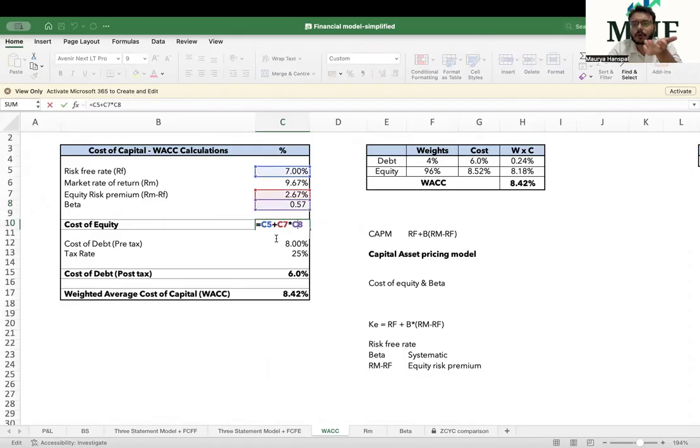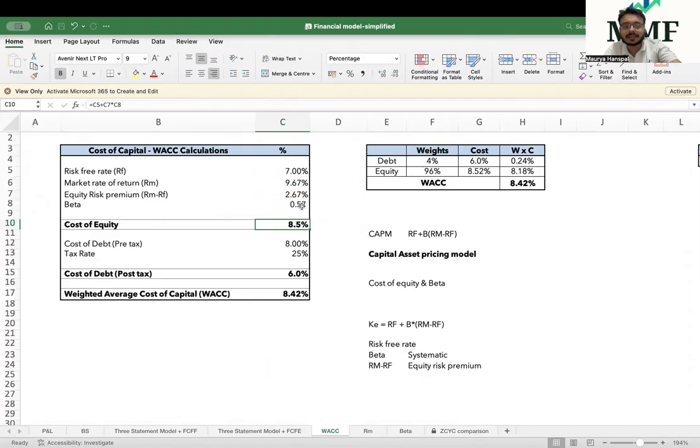And here I simply use the formula: the risk-free rate plus beta into the equity risk premium. This difference I've taken up here directly. And now it is simply giving me the cost of equity. My cost of equity in this case is 8.5%. The higher the cost of equity, the higher the risk you are taking for investing into the equity markets. Now this was a generalized example just to make you calculate the cost of equity.